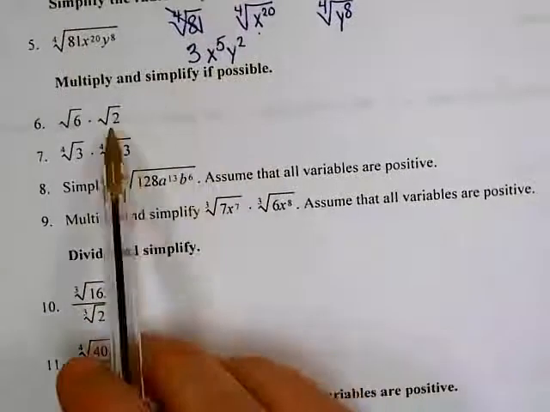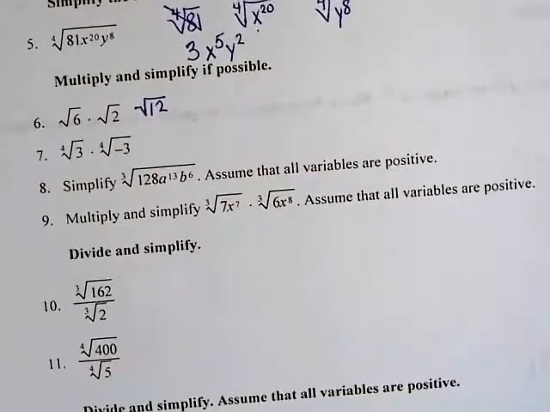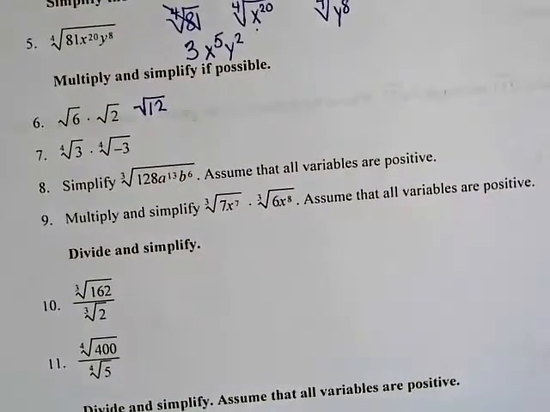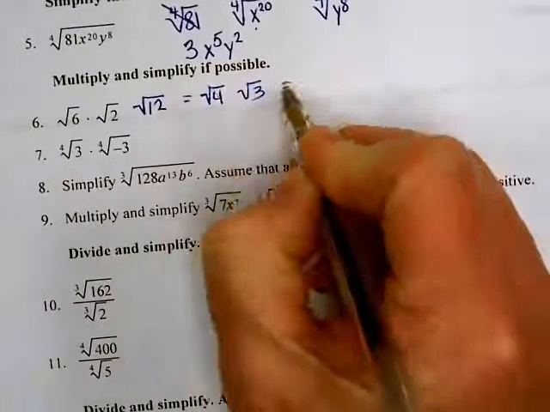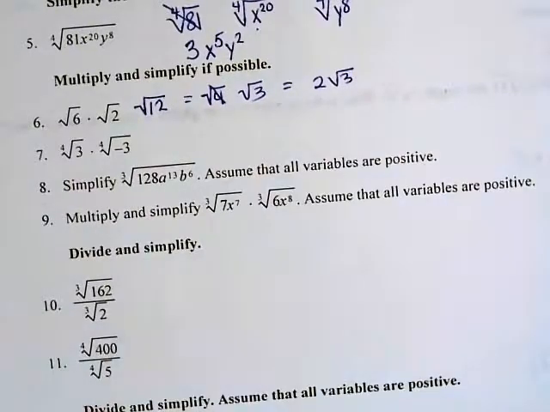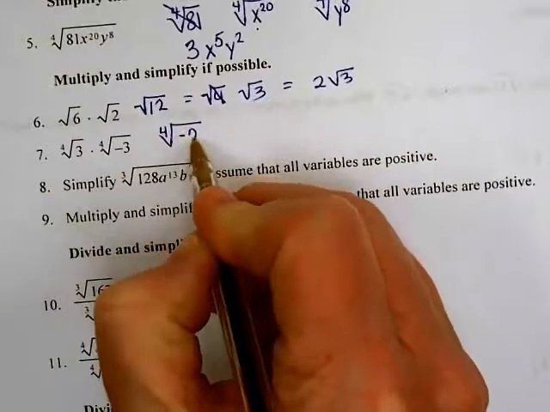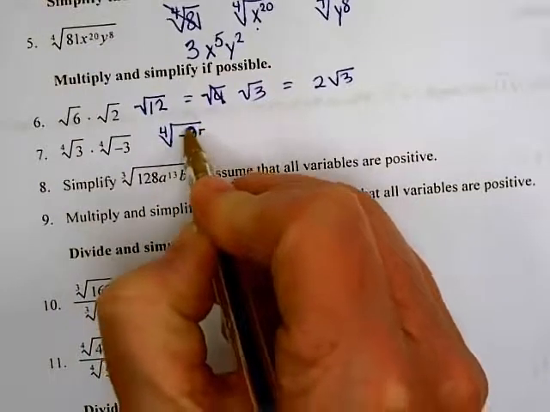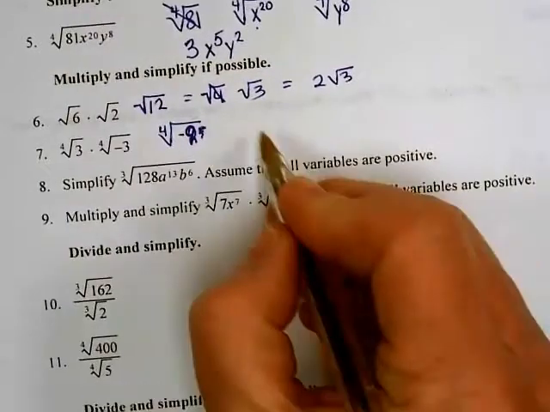Multiply and simplify if possible. Number 6, that's the square root of 12. Can you break that down into another pair of factors so that one of them is a perfect square? That would be 2 square roots of 3. Number 7, when you multiply those together, you get the fourth root of negative 9. Can you take the fourth root of negative 9? No, not real.